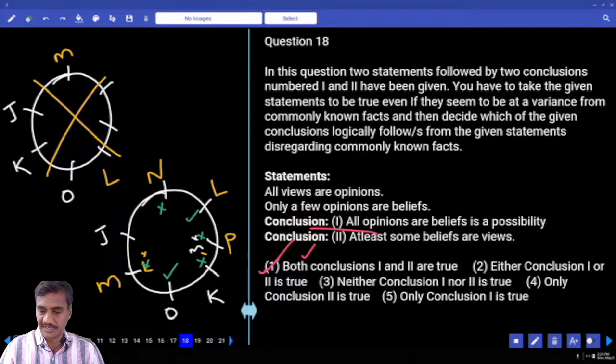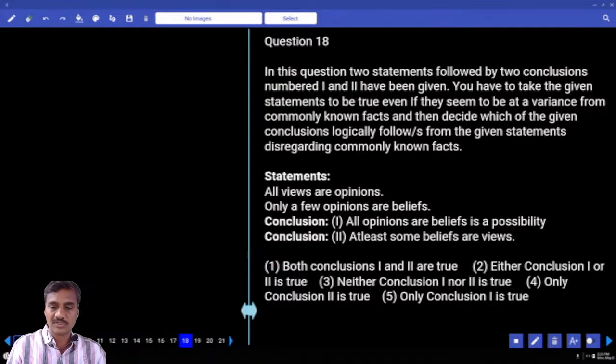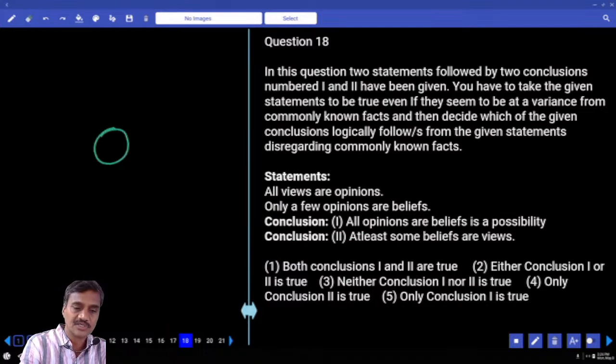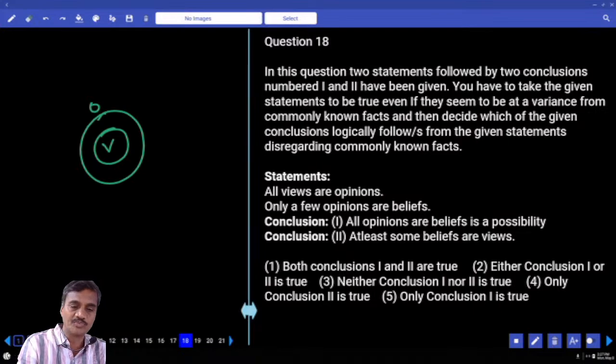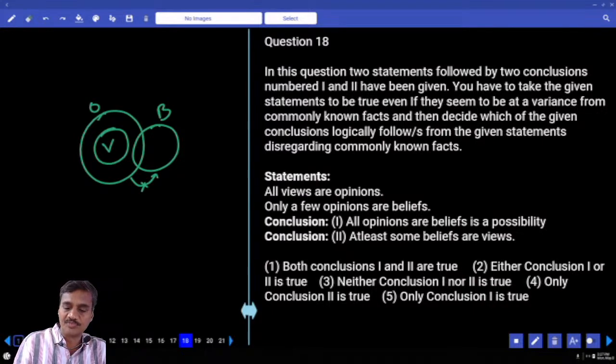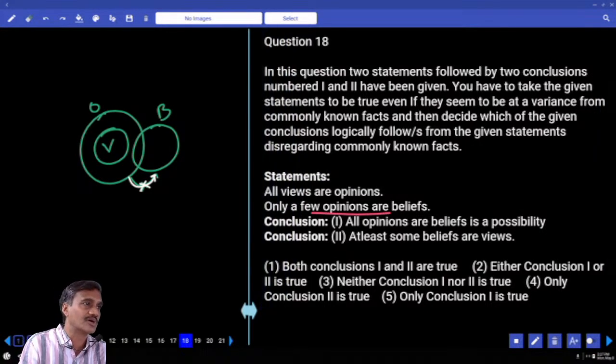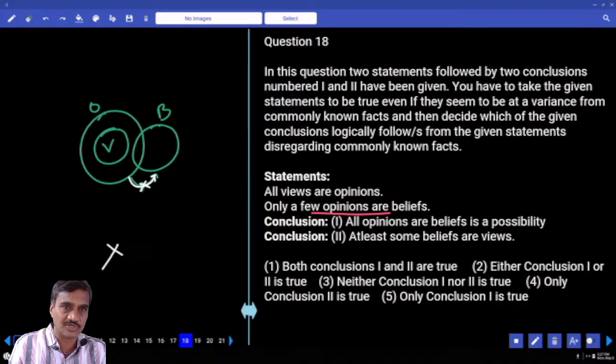And 18 onwards, it is based on syllogisms. All views are opinions. These are the views that are opinion, and only a few opinions are believed. Only some opinions are believed, but not all. And all opinions are believed is a possibility. Now tell me, is it possible here? That means this entire opinion must be part of belief. But here, only a few opinions are believed, but not all. Hence, all is not possible.